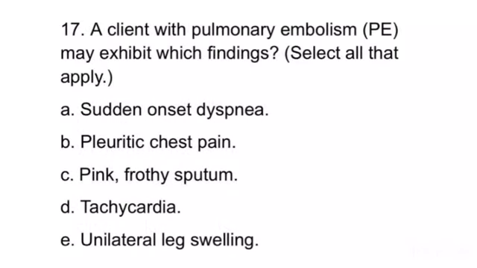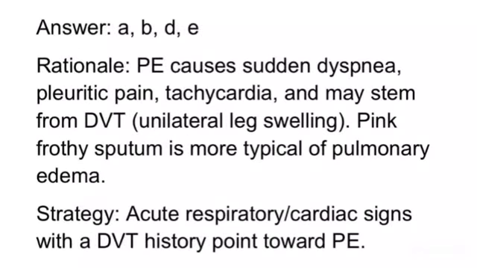17. A client with pulmonary embolism, PE, may exhibit which findings? Select all that apply. A. Sudden onset dyspnea. B. Pleuritic chest pain. C. Pink, frothy sputum. D. Tachycardia. E. Unilateral leg swelling. Answer: A, B, D, E.